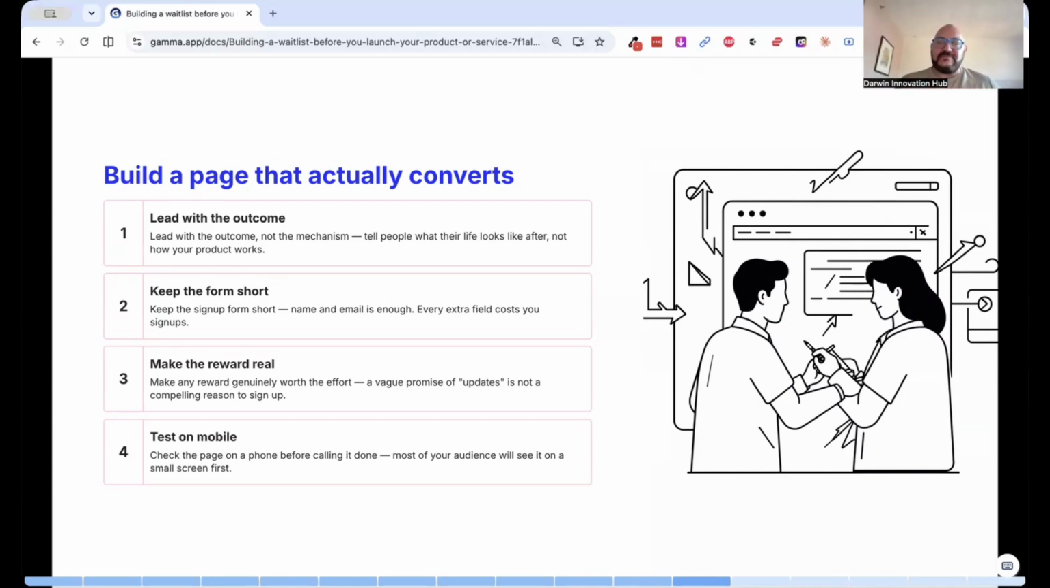And then we need to make the reward really real. If we promise them, oh, we're going to send you updates, that's not enough to get someone to sign up. It has to be something that's genuinely worth the effort of signing up. And you think, well, there's no effort, they're just putting an email address in. But they're still going to have to break in their day, stop the thing they're doing right now. There is an effort involved.